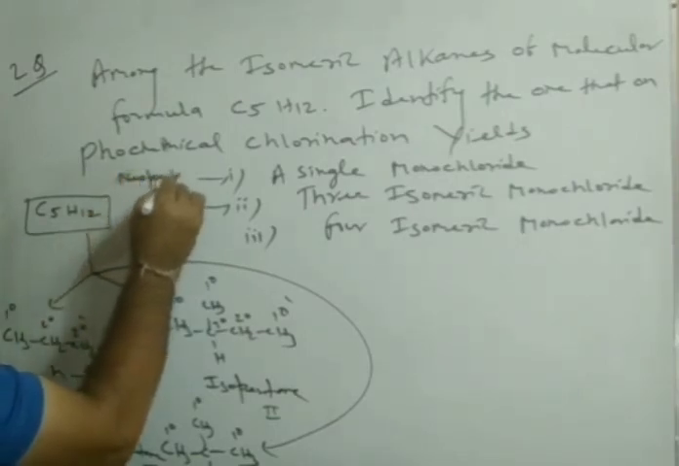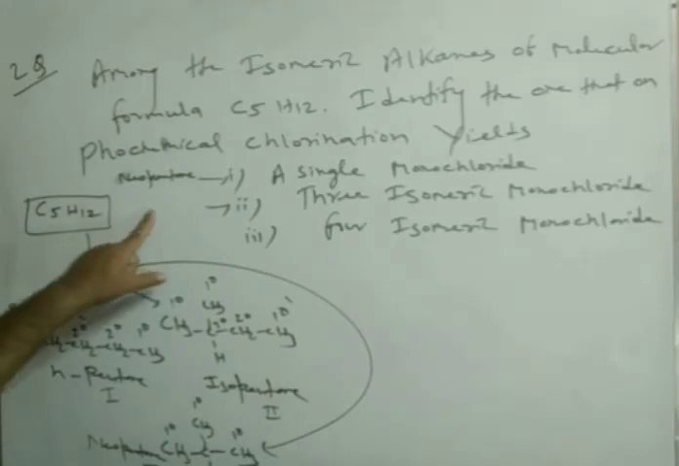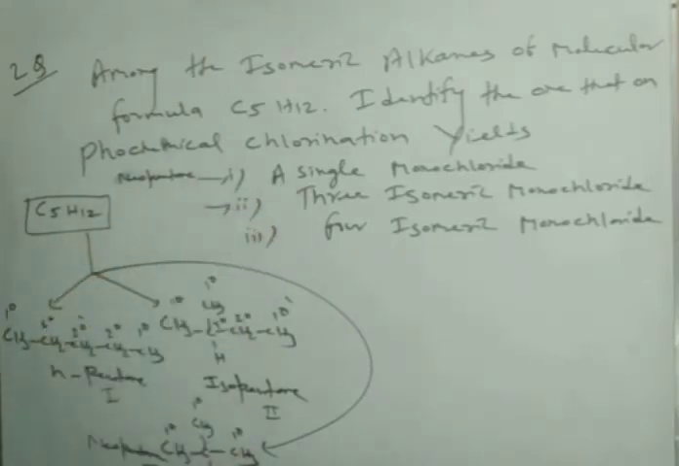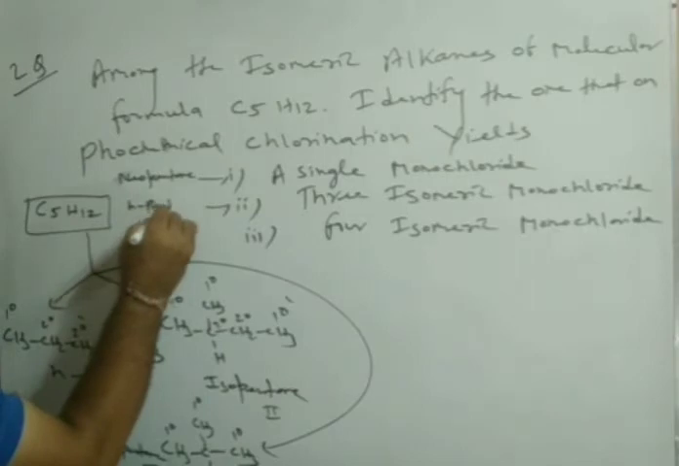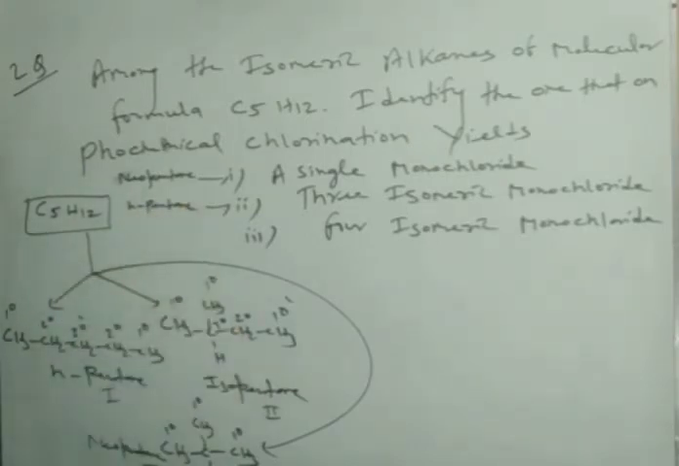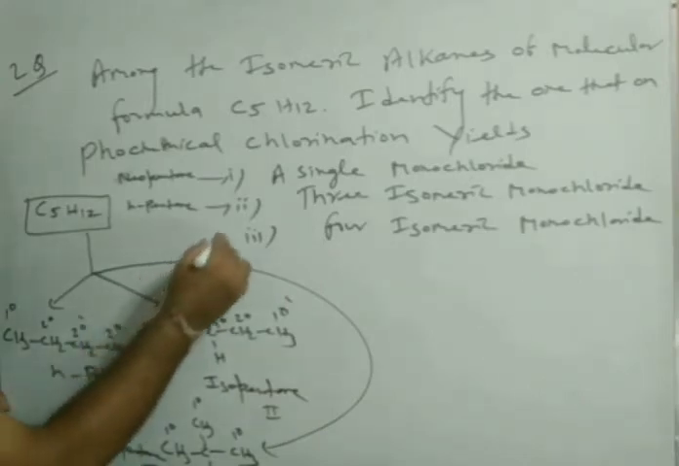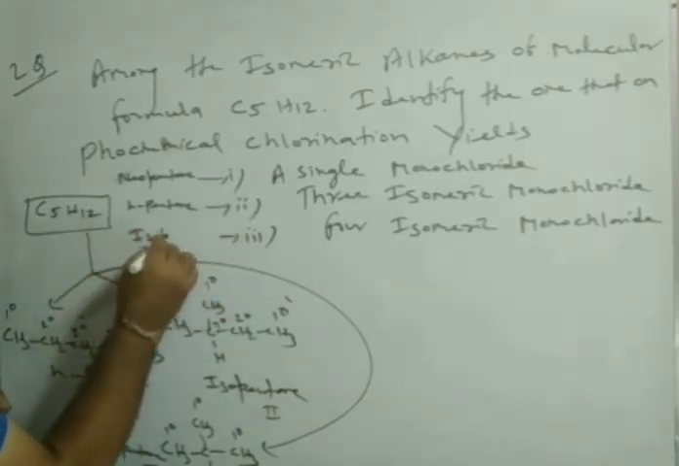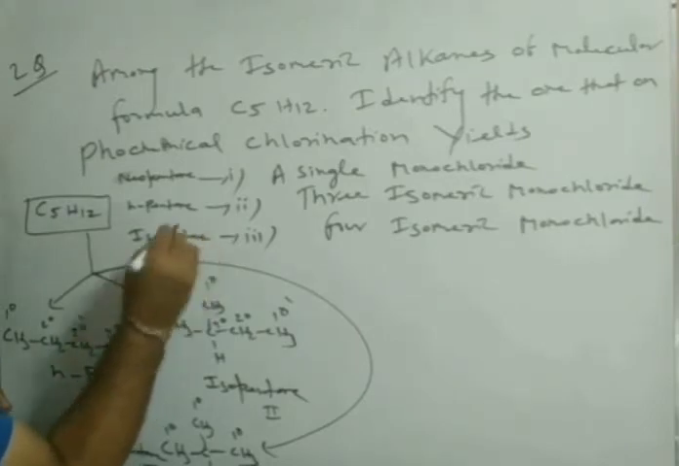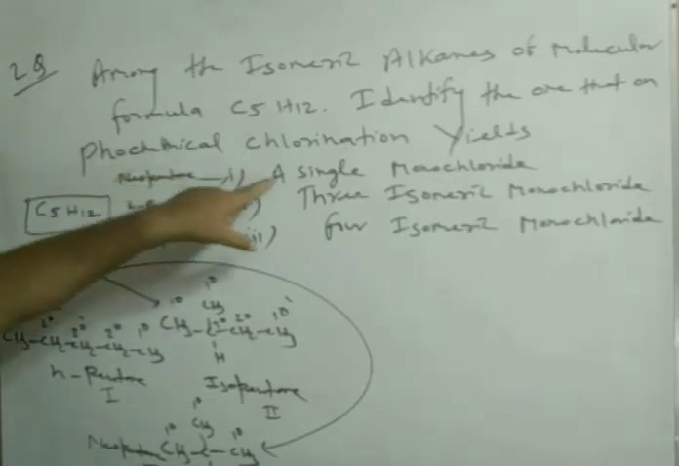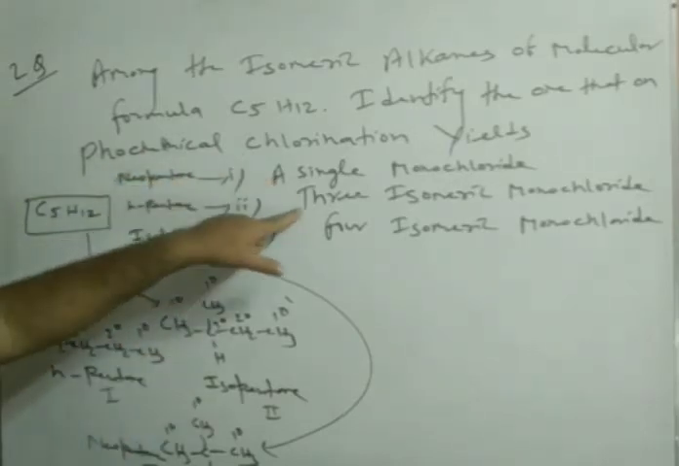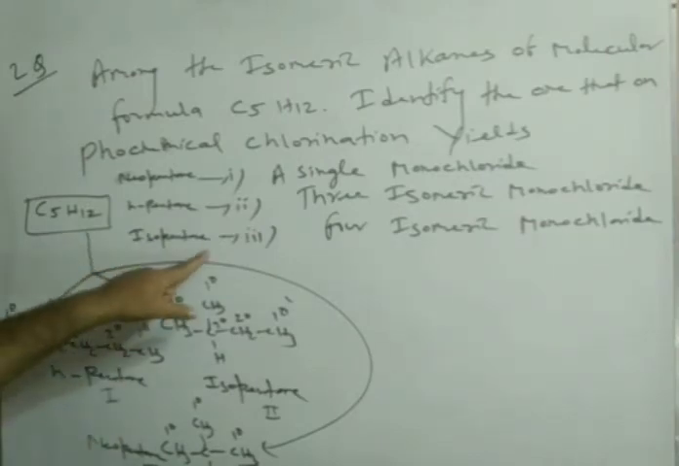Neopentane. So neopentane is the answer for the first problem. For 3 isomeric monochlorides, the answer is what? N-pentane, normal pentane. And 4 isomeric monochlorides are obtained with the help of isopentane. So these are the answers: neopentane for the first question, normal pentane for the second question, and isopentane for the third question.